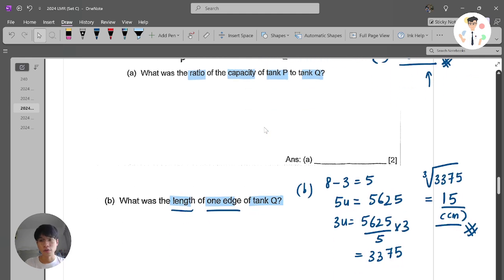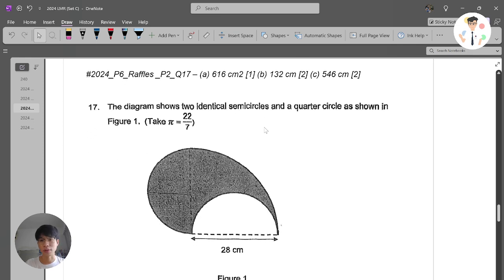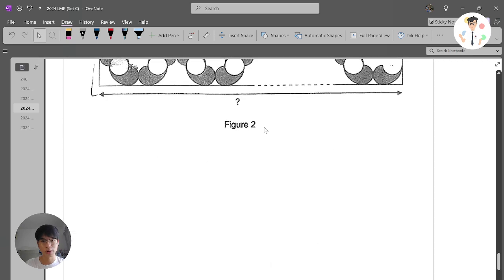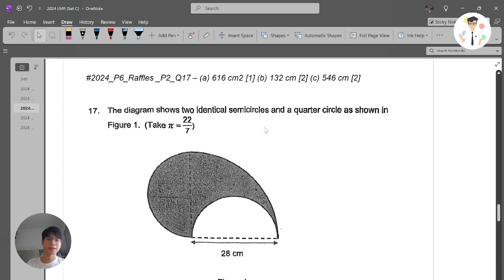And now let's move on to our next question. And I guess this is our last question. Let me just check. Yes, our last question. And this is about the circles question. Now, it's from Raffles, paper 2, question number 17. So now here says that the diagram shows 2 identical semicircles.